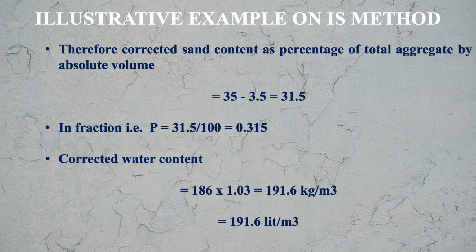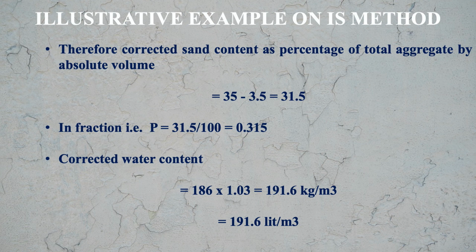And also the corrected water content will be: 3% of correction was there, positive means plus correction. So here the water content will be then 1 plus 3%, means 1 plus 3 upon 100, total will be 1.03, and you will multiply by this factor and then we'll get the corrected water content, which is 186 into 1.03, it is 191.6 kg per meter cube. If you want to represent in volume, then 1 kg equal to 1 liter, so again it will be 191.6 liter per meter cube.